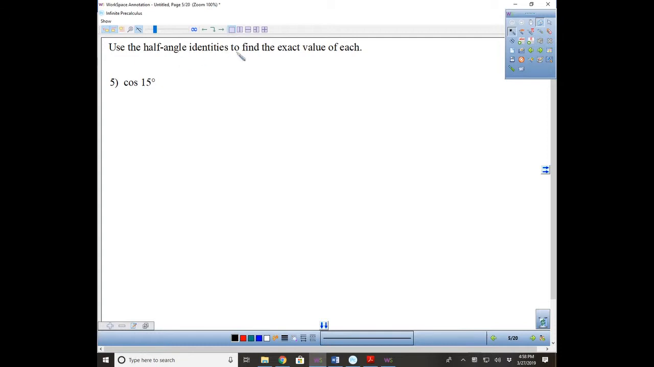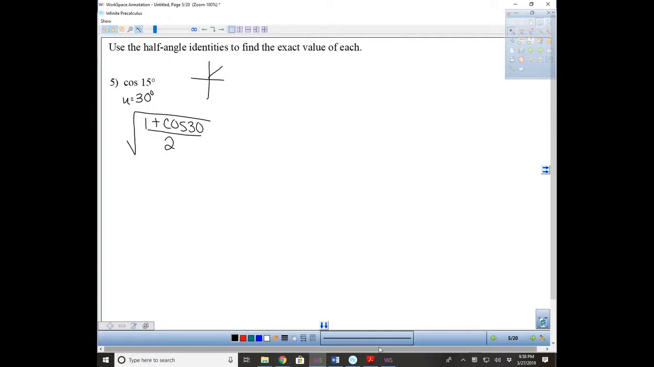All right, so we're using the half angle identities. First off, I'm just going to decide where 15 degrees is. I know that that's in the first quadrant, and in the first quadrant, everything is positive. If I'm using the half angle, I'm going to need to double this. So really, the u we're going to be looking at is 30 degrees. And since this is cosine, I'll use the cosine formula. So I've got 1 plus cosine u, which is 30, all over 2. So I'm going to figure out what the cosine of 30 is.